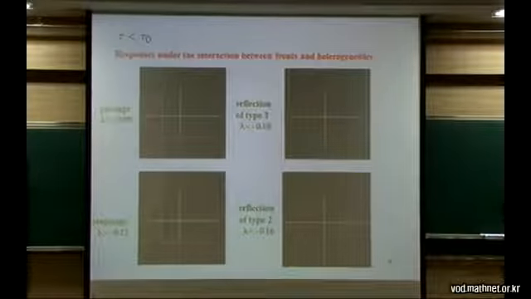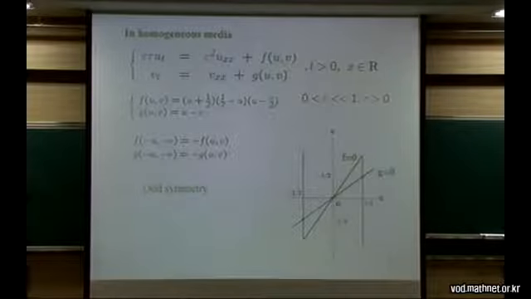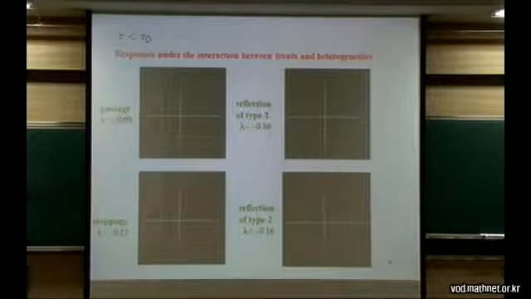So in this case, the traveling front passes through x equals 0 and then propagates to the right-hand side.